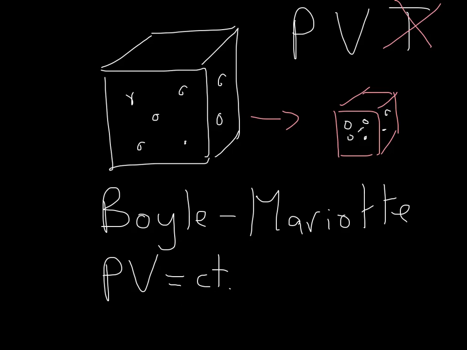We need to look at what happens. So, for example, if the temperature went down, it's very likely that PV will go down. If the temperature went up, then PV will go up. But at constant temperature, PV stays constant.